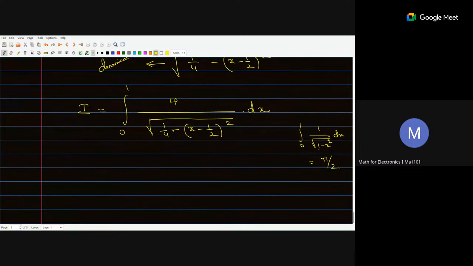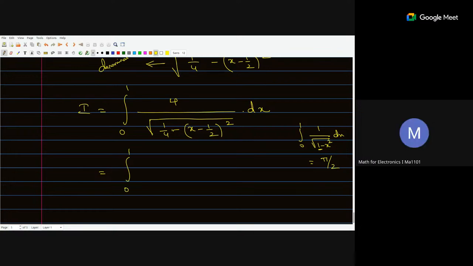Now, I need 1 here, okay? But I have 1 by 4 here. What can I do to make this 1? Multiply each term by 2. If I multiply each term by 2, what should I do more? Multiply numerator and denominator by 2. So then when 2 goes in, it becomes 1 minus 2x.